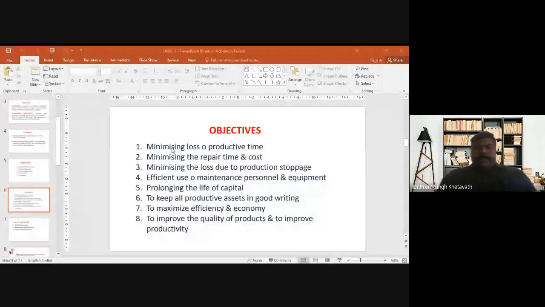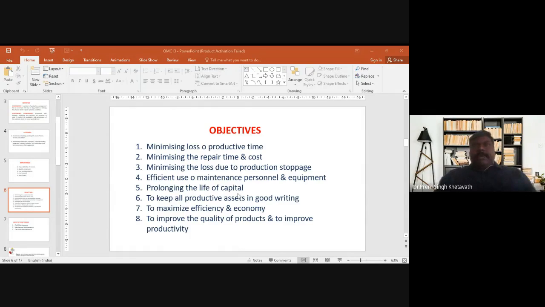So you have seen these objectives: minimizing the repair time, losses, and efficient use of personnel and equipment. This efficiency comes when you have the knowledge and training about handling these machines. Prolonging the life of capital means the investment we are making should be continuous.